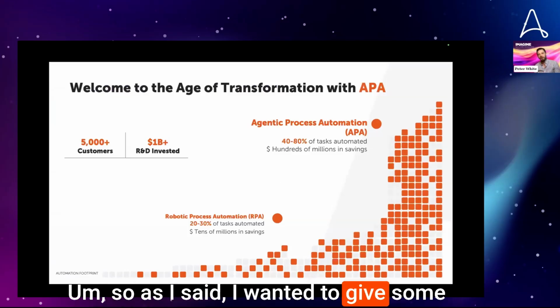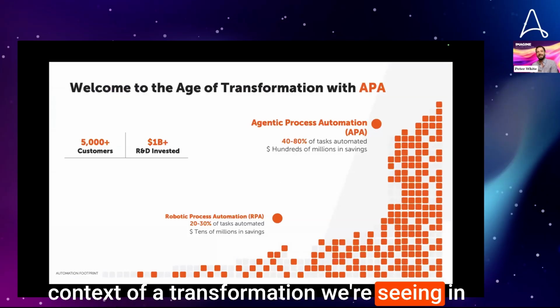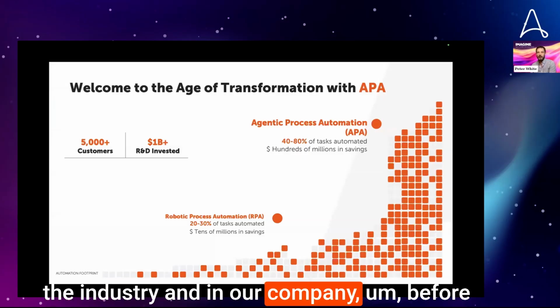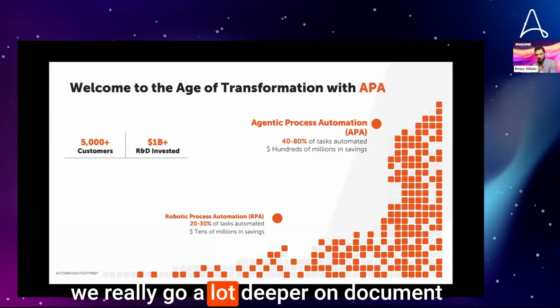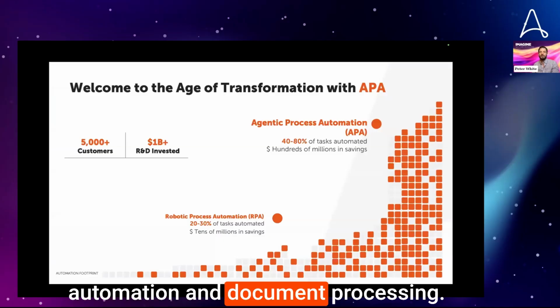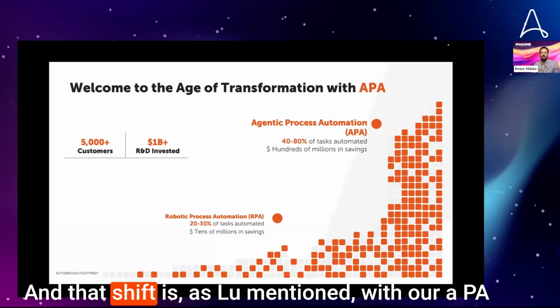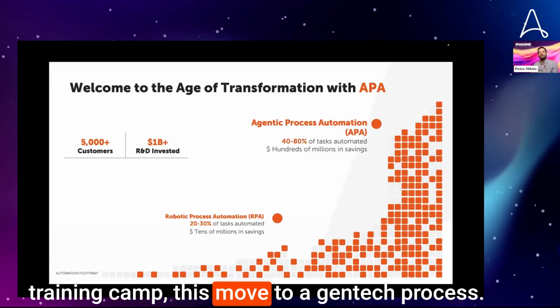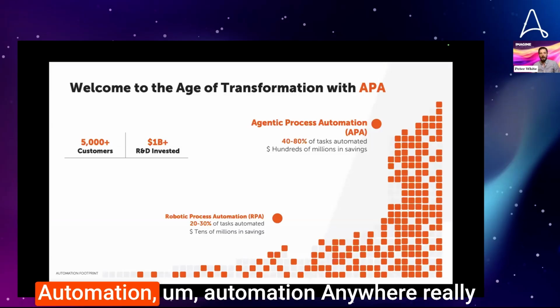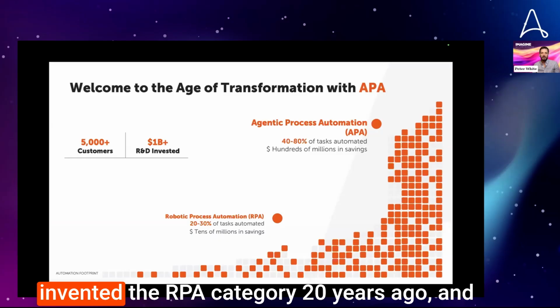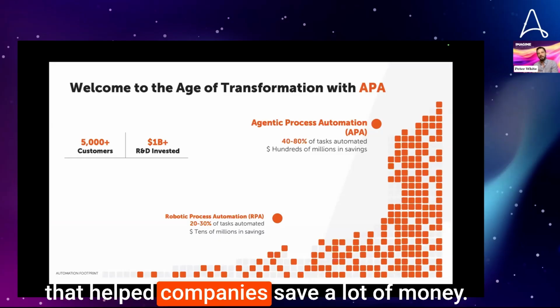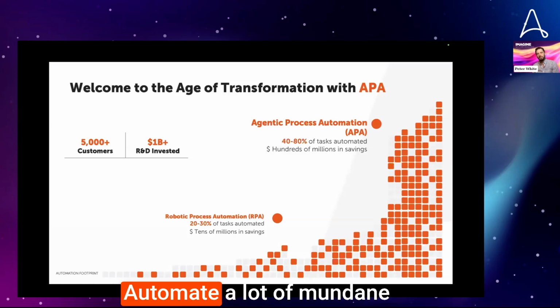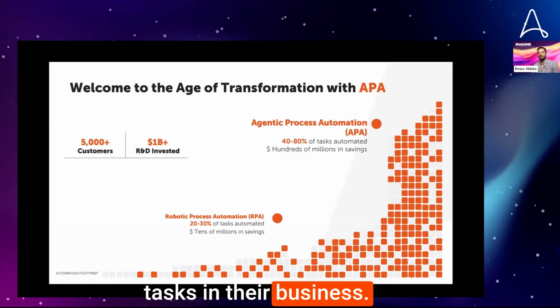So as I said, I wanted to give some context of a transformation we're seeing in the industry and in our company before we really go a lot deeper on document automation and document processing. And that shift is, as Lou mentioned with our APA training camp, this move to agentic process automation. Automation Anywhere really invented the RPA category 20 years ago, and that helped companies save a lot of money and automate a lot of mundane tasks in their business.